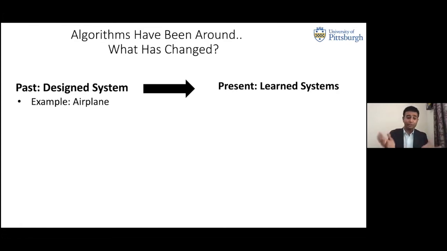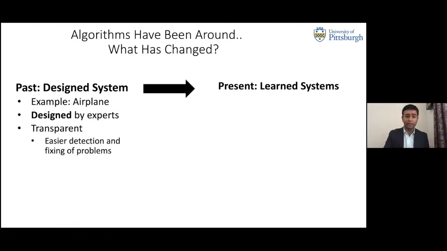And because these experts have designed this system, these systems tend to be very robust. If anything is going wrong with these systems, these experts will come to know what is going on, what is going wrong, why that is happening, and how to fix that.